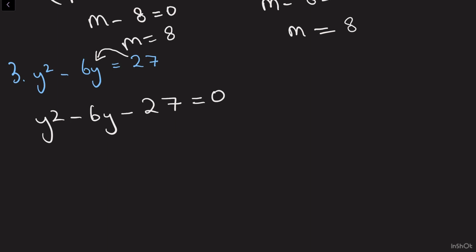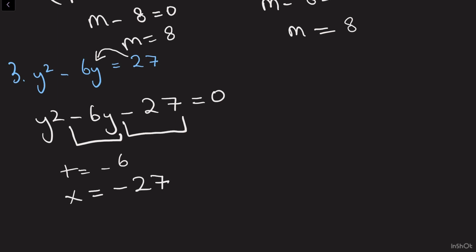Perfect. And now let's factorize like we did before. So we have to look at the middle number and the last number. So two numbers have to add together to equal minus 6, and two numbers have to times together to equal minus 27. So now let's look at which pairs of numbers make 27. So we've got 1 times 27. 2 doesn't go into it. 3 goes into it. 3 times 9.